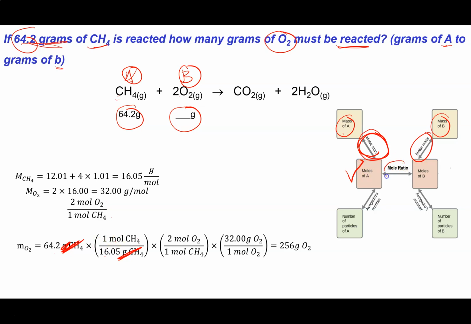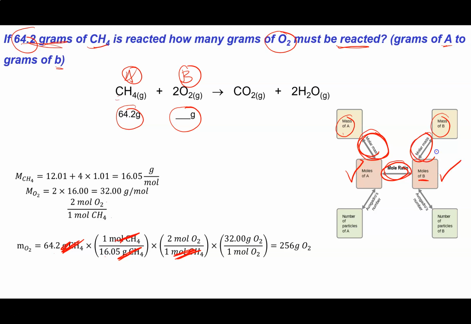Now I've got to multiply this by my mole ratio, and I want to be going towards moles of my B. So I want to be going towards moles of A, moles of O2. So I get 2 moles of O2 for every 1 mole of methane, and I can see that that has worked because now I have my moles of B.